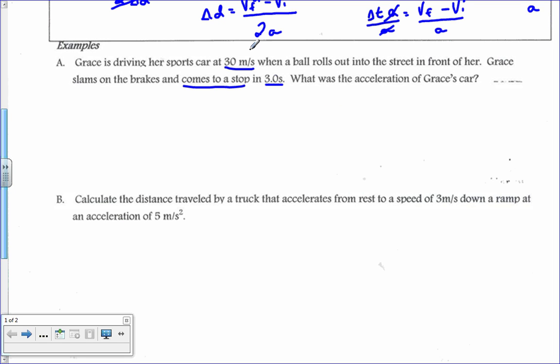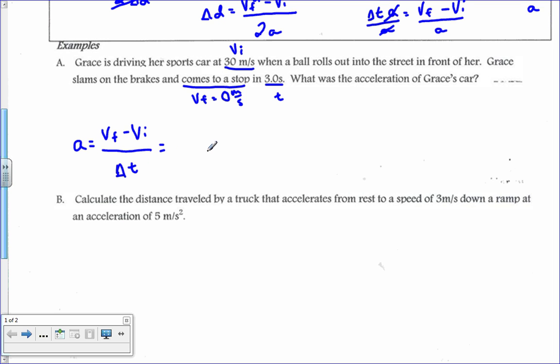All right, 30 meters per second. What variable is that? Which velocity, final or initial? That's our initial velocity. What's our final velocity? 0 meters per second is final velocity. She comes to a stop. And our time? Very good. So which formula are we going to use? The second one. Okay, acceleration equals final velocity minus initial velocity over the change in time.